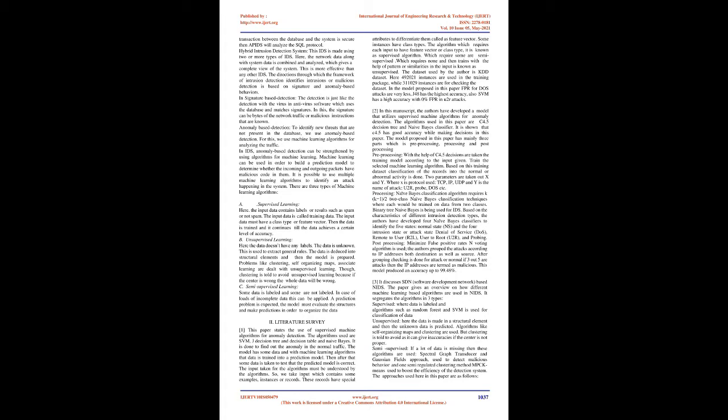In IDS, anomaly-based detection can be strengthened by using machine learning algorithms. Machine learning can be used to build a prediction model to determine whether the incoming and outgoing packets have malicious code in them. It is possible to use multiple machine learning algorithms to identify an attack happening in the system. There are three types of machine learning algorithms.